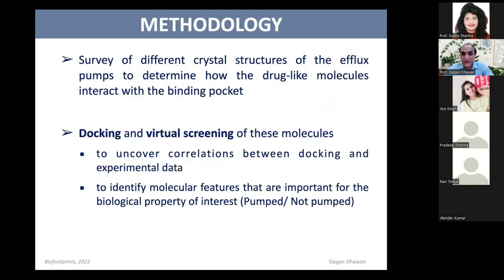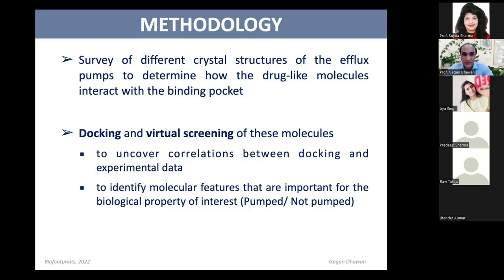So we surveyed different crystal structures which are available for efflux pump. आपको start करने का procedure यही है कि आप survey कीजिए जो different structures available हैं and how the drug-like molecules interact within the binding pocket. You have to look for that. And then you have to do molecular simulation studies to uncover the correlation between docking and experimental data and to identify. सिर्फ यही नहीं कर लिया.